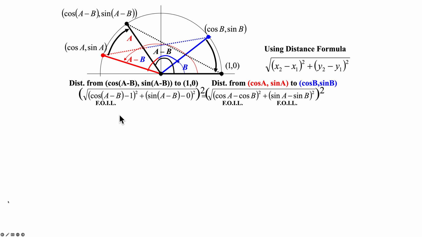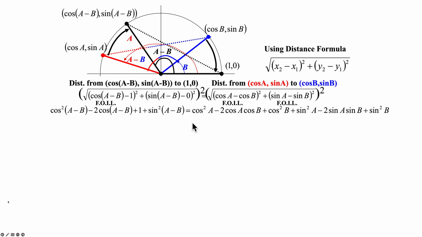Okay, so we're going to have to do some FOILing. We don't have to FOIL here because the minus 0 is not going to change anything. That'll just be sine squared of A minus B. But this we've got to FOIL out. So that's going to give us cosine squared of A minus B minus 2 cosine of A minus B plus 1. There's my sine squared of A minus B. We'll FOIL these two out. And you get cosine squared A minus 2 cosine A cosine B plus cosine squared B. The next one would give us plus sine squared A minus 2 sine A sine B plus sine squared B.